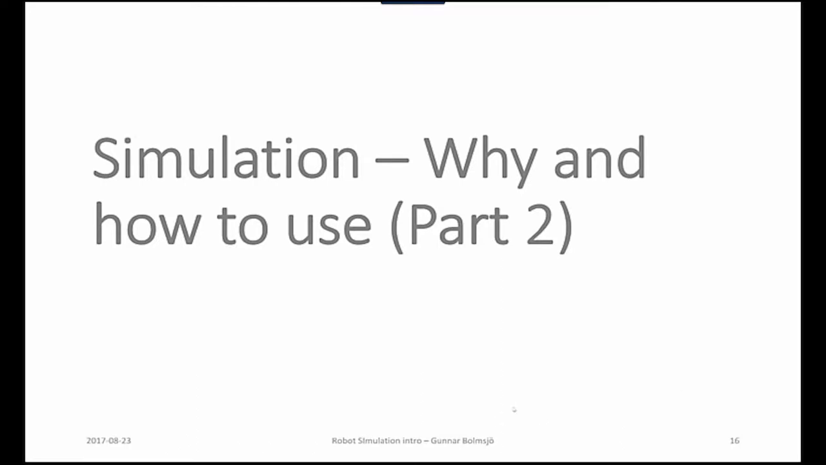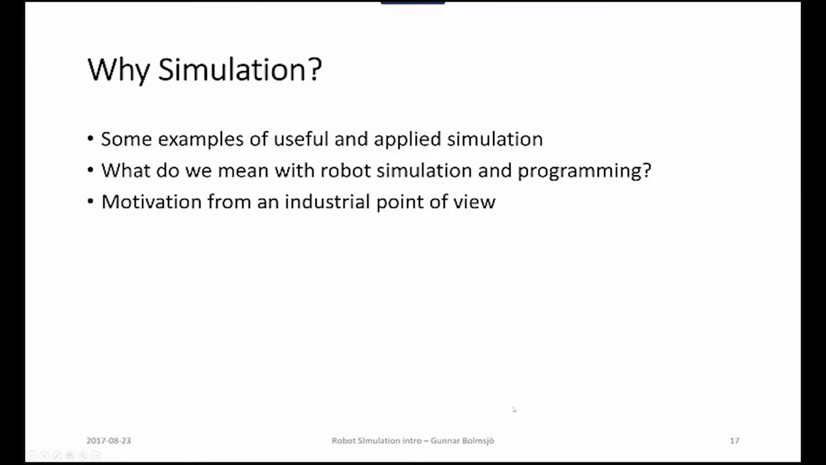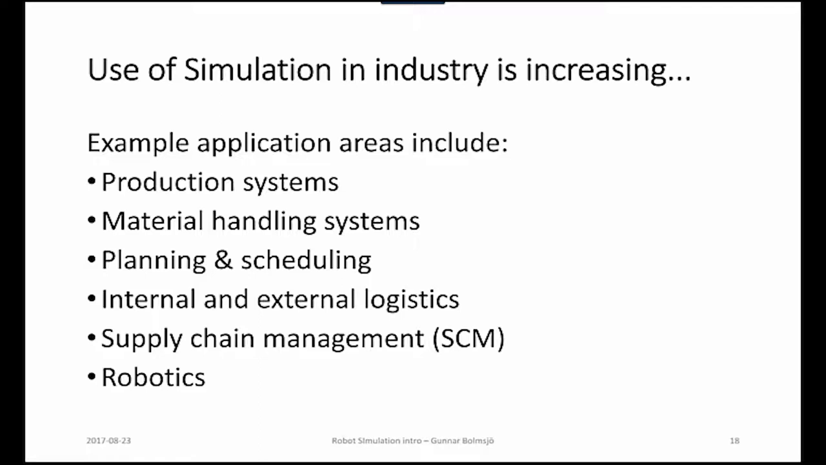So why simulation? Well, I will provide some examples of useful and applied simulation in this part, and talk through what we mean with robot simulation and programming, because there are lots of other types of simulation out there. But this will focus on automation, industrial simulation, the purpose of using that for robotics, and the motivation from an industrial point of view. From a general point of view, I would say that the use of simulation in industry is increasing, although in a rather slow way, so to say.